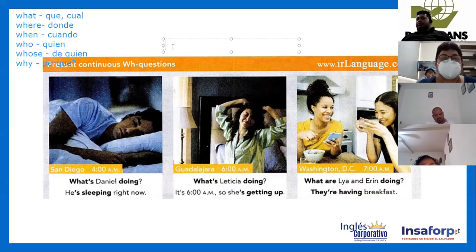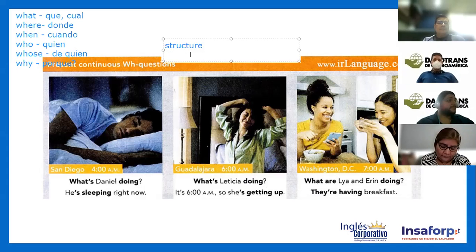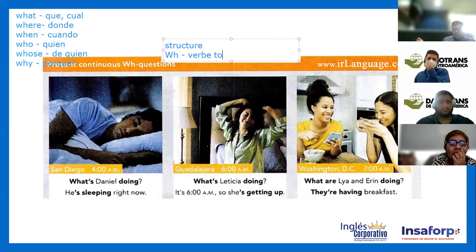¿Cuál sería la forma? What is the structure, right? The structure of the question. ¿Cómo podemos hacer una pregunta? The structure. ¿Qué sería lo principal? The first thing that we have to include in that question. Lo primero tiene que ser la WH question. WH. Eso es lo primero. Luego, ¿qué seguiría? After that, ¿qué seguiría? El verbo, verb to be. Luego vamos a agregar el sujeto.